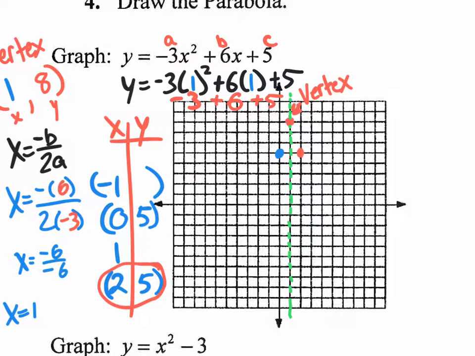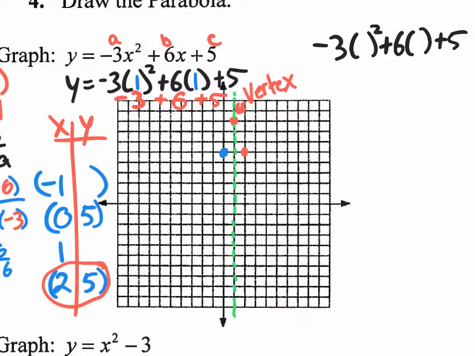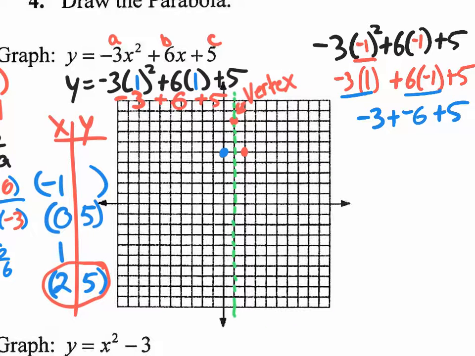When you do plug in -1, let's actually do that work over here on the side. And we are plugging in a -1 right in there. -1 squared is +1. +1 times -3 plus 6 times -1 plus 5. Let's do the multiplication. -3 and then -6. So you have -3 plus -6 plus 5. -3 plus -6 is -9. -9 plus 5 is -4. So for my input -1, I get an output of -4. So let's actually graph that from the origin. -1, down 1, 2, 3, 4, put a dot right here.